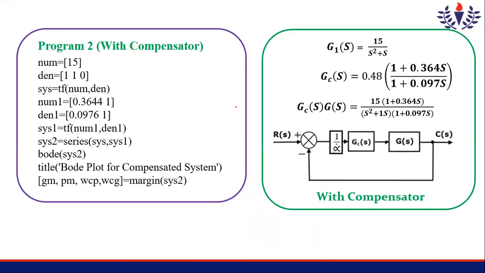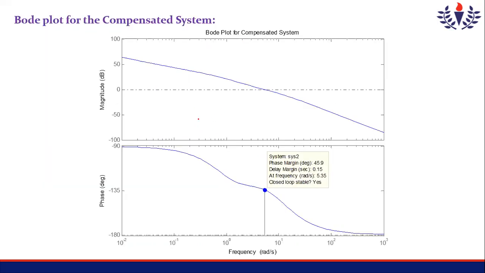This is the with compensator case. In the with compensator case, we are getting the desired phase margin. This is the with compensator case diagram. You can observe 45.9. The system is stable. Previously, without the compensator, the system was also stable, but we were not getting the desired value.